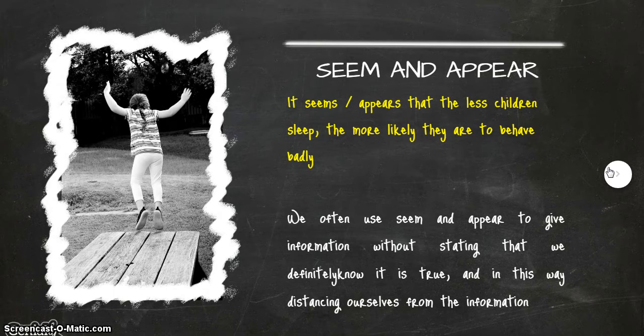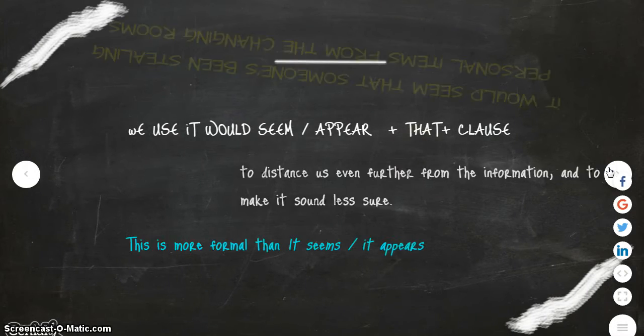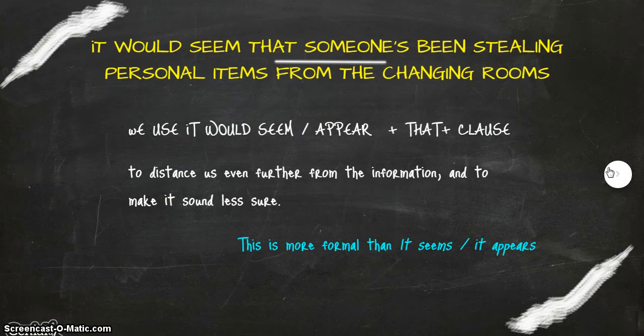I have heard it, I have read it somewhere, and if I want to share that information without sounding very sure, I can use the verbs seem and appear to distance myself from that information, telling my listener that I definitely don't know whether it is 100% sure or not. We can use the verbs seem and appear with the auxiliary would followed by a that clause.